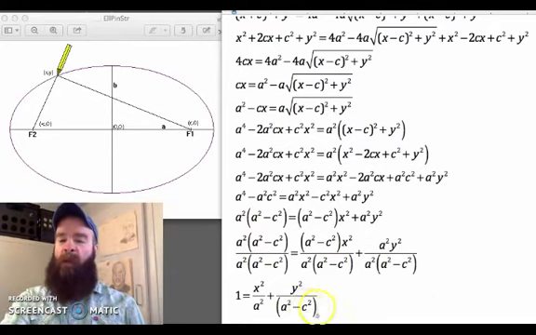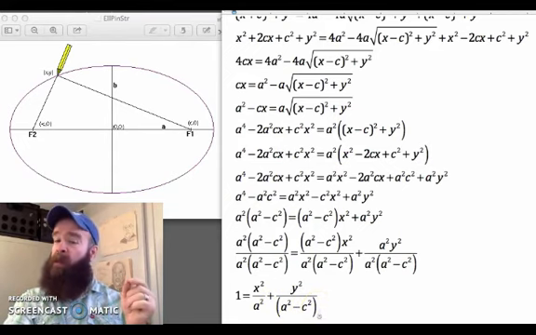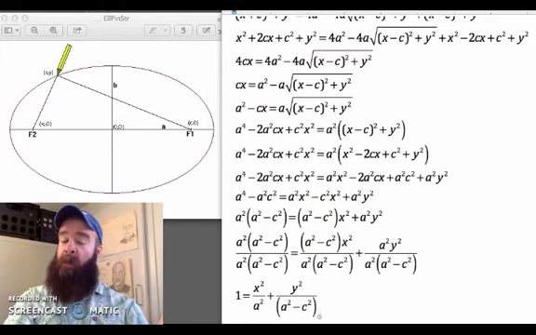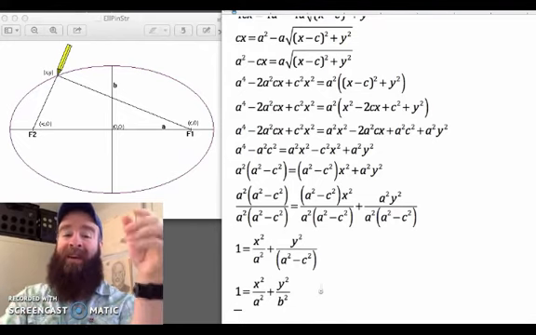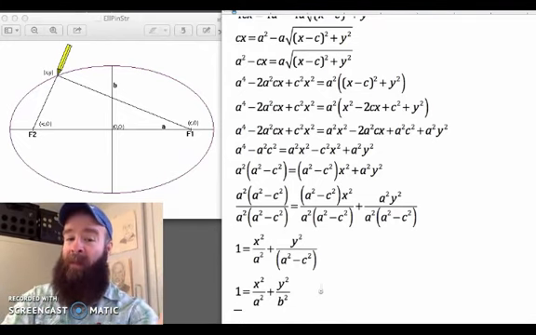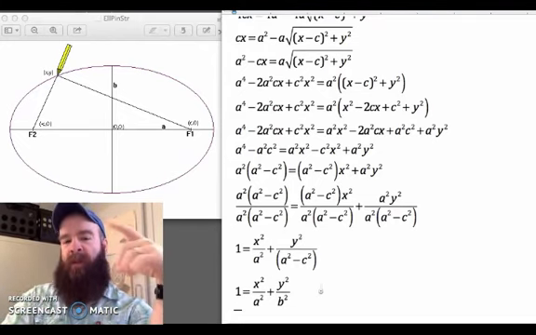So if you think about what a squared minus c squared is, though, in an ellipse, c squared equals a squared plus b squared. So if you get the c squared on the other side with the a squared, and you move the b squared over, you find that a squared minus c squared is actually b squared. And there is the standard form for an ellipse that's horizontal, centered around the origin.